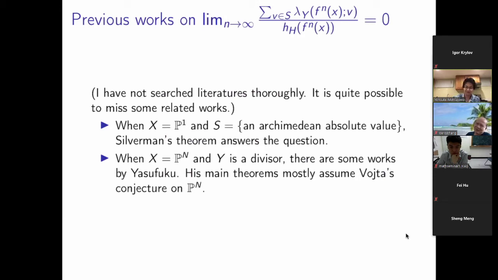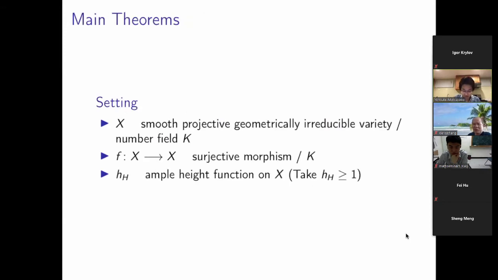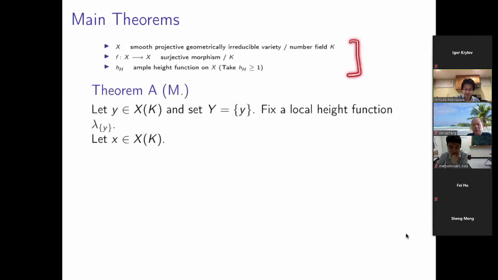Okay, so let me move on to main theorems. This is our setting. X is going to be a smooth projective variety over K, geometrically irreducible. And F is a surjective morphism on X over K, and H sub H is an ample height function. By technical reason, we always take H sub H larger than or equal to 1. Okay, so this is our setting.